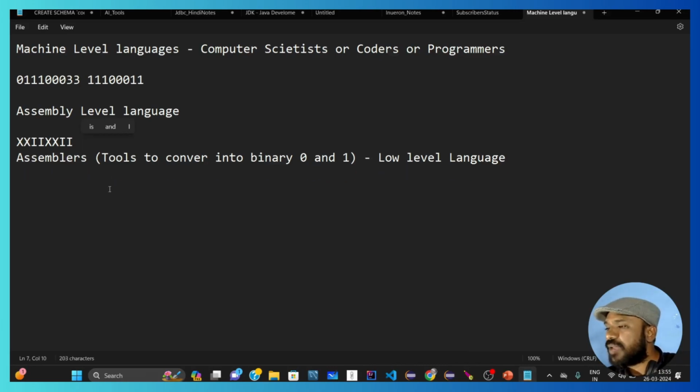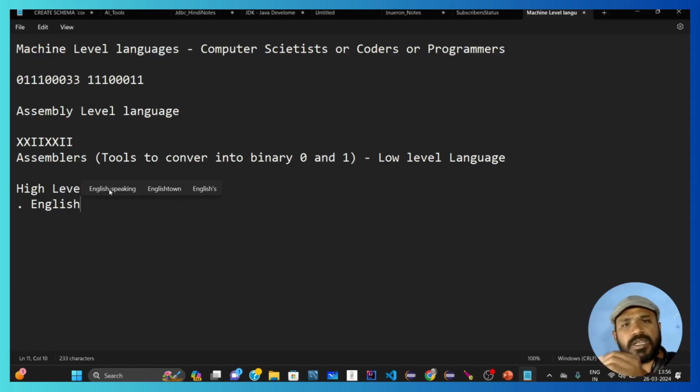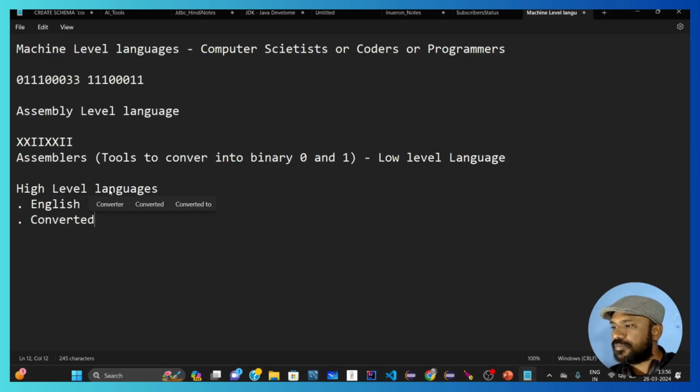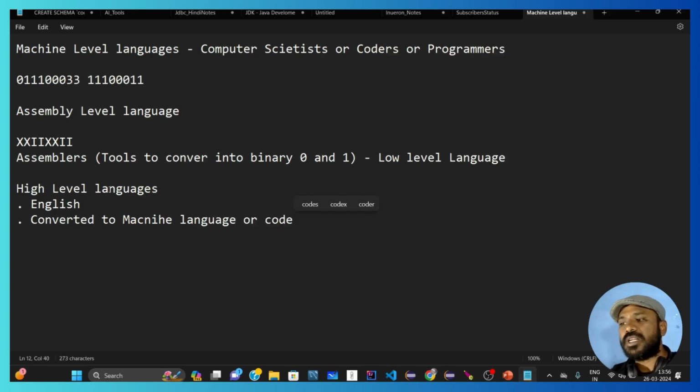Later what happened? Major updates came, and computer scientists came up with nice solutions: high level languages. These high level languages accept data in the form of English. We write the code completely in pure English, and later it is converted to machine language or code. Here you can see assembly level language uses assemblers to convert the code.